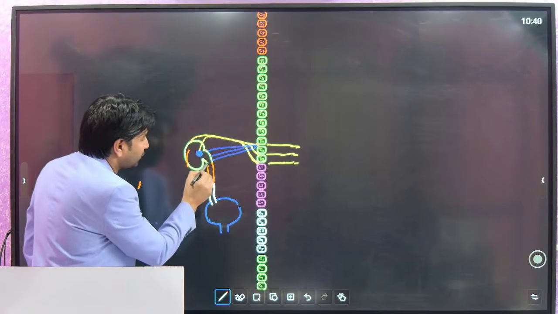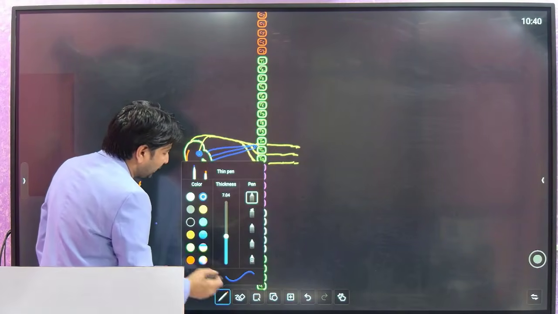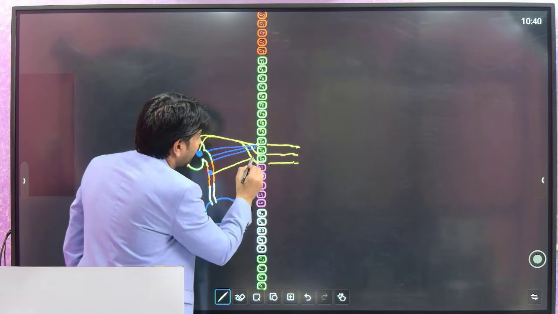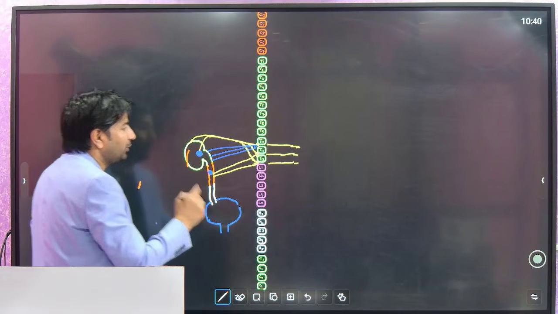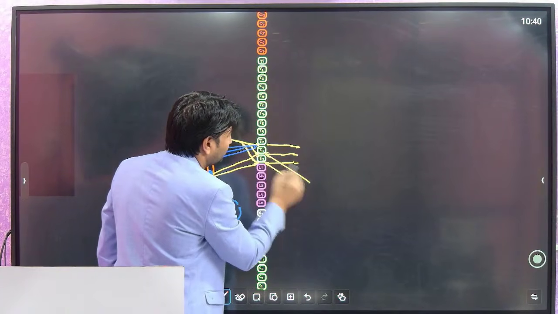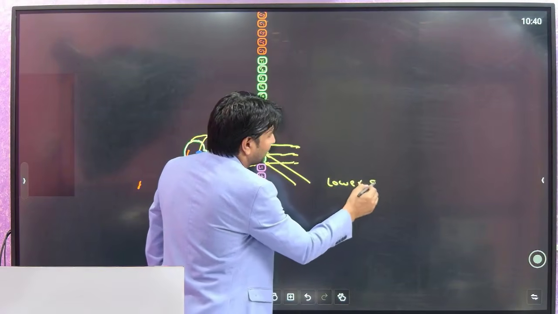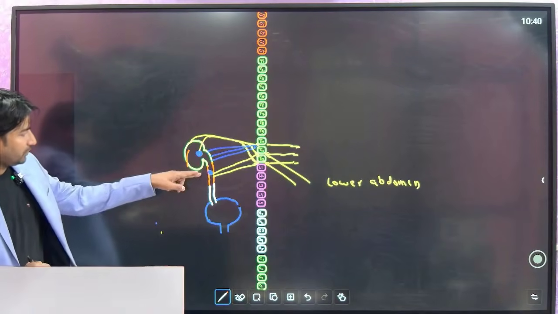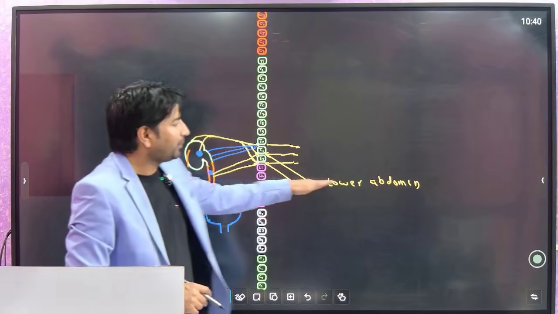If this same stone moves further down into the middle area of the ureter, the nerves from here will go to the T11 and T12 segments. But in the T12 and T11 segments, we also have nerves coming from some dermatomes from the lower abdomen. So this means if the stone is in the middle ureter, then the pain will radiate to the flank area and the lower abdomen.